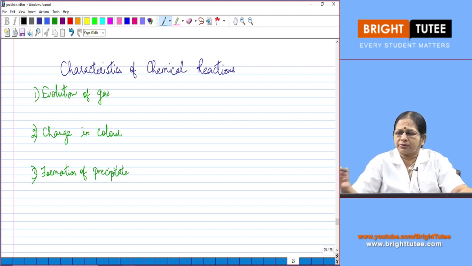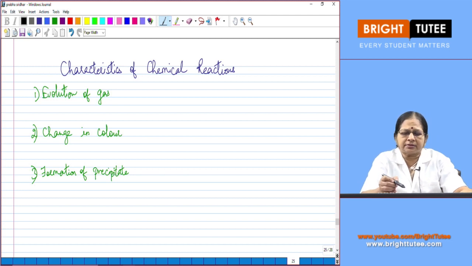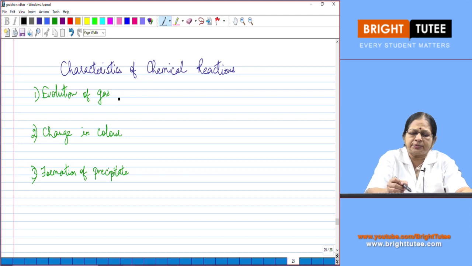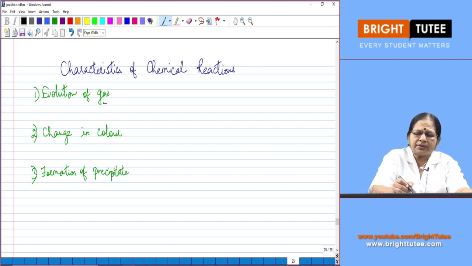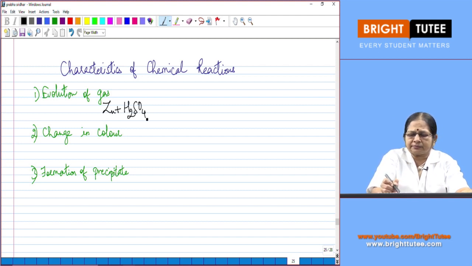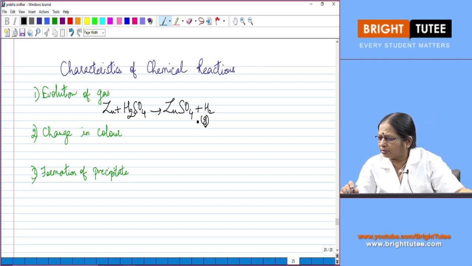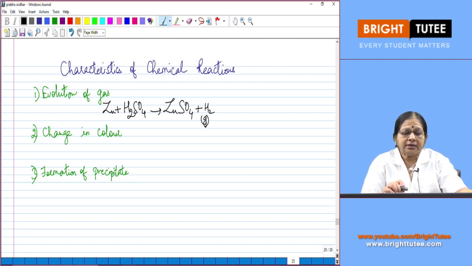So, it's very important. Evolution of gas is an important characteristic, a significant change observed that a reaction is happening or is completed. So, the first one is zinc plus sulfuric acid gives zinc sulfate plus hydrogen, indicated as gas. This shows that the reaction is complete because there is evolution of gas.